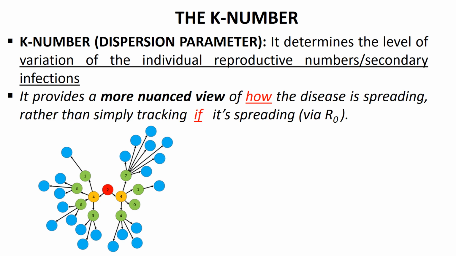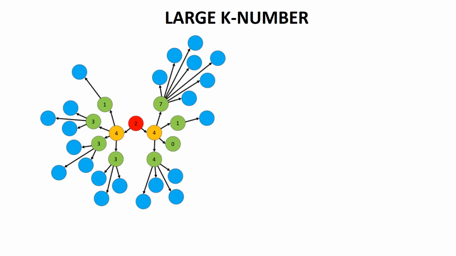And importantly, it provides a more nuanced view of how the disease is spreading rather than simply tracking if it's spreading via R0. So it's telling us how it's spreading by looking at the distribution of the values for those individual colored circles. Okay, let's look at large and small K numbers. Take a large K number. So the diagram on the left might indicate a large K number.